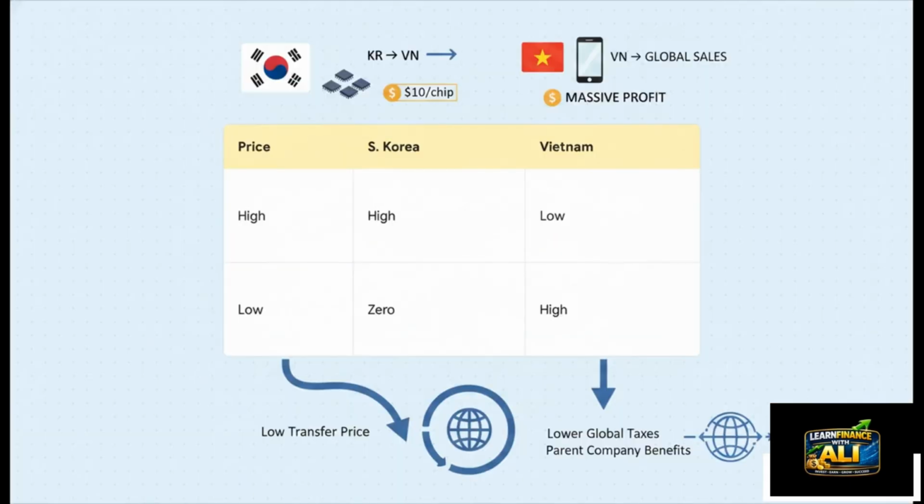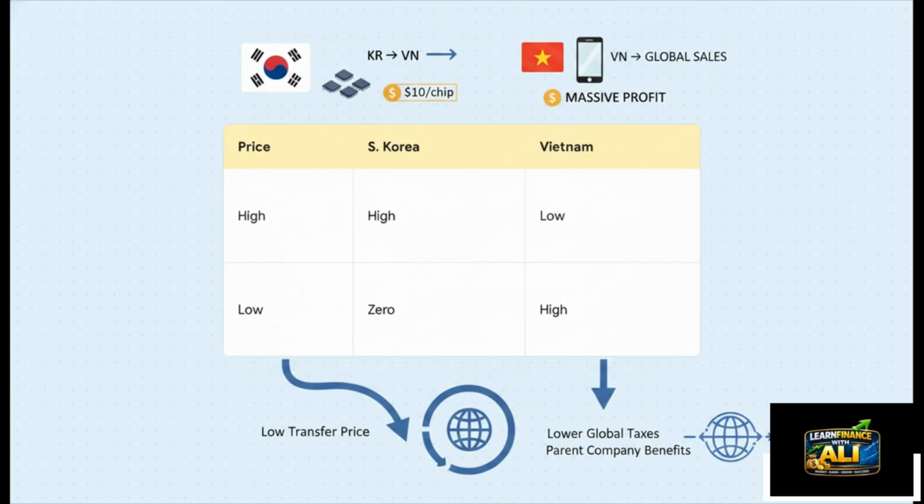Well, the whole point is that setting this internal transfer price allows companies to shift taxable profits around the globe. Imagine South Korea has a really high corporate tax rate. The parent company obviously doesn't want to show a huge profit there. So instead of charging a high price, like $100 for the chips, they set a super low transfer price, let's say just $10. By charging only $10, the South Korean subsidiary reports barely any profit, maybe even zero, meaning they pay almost nothing in those high South Korean taxes.